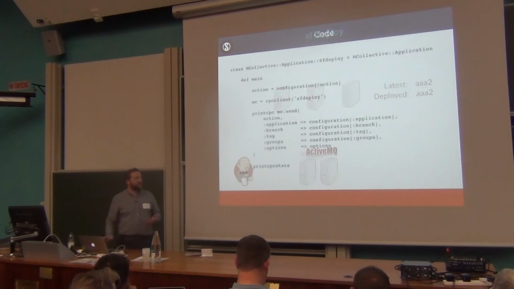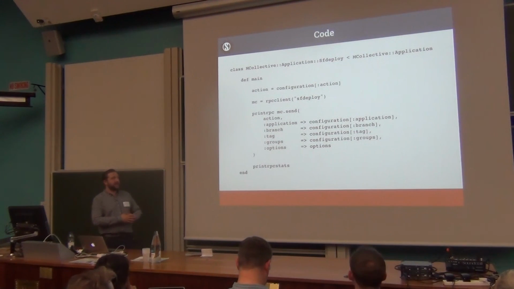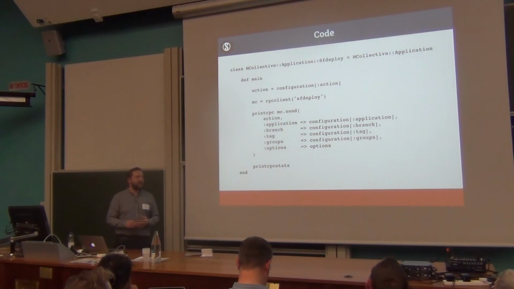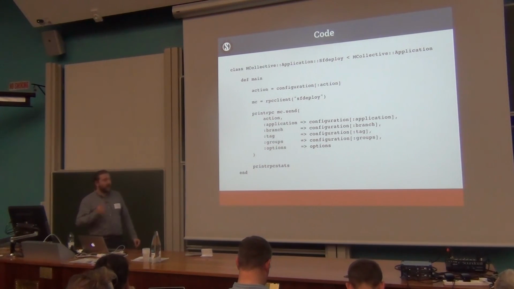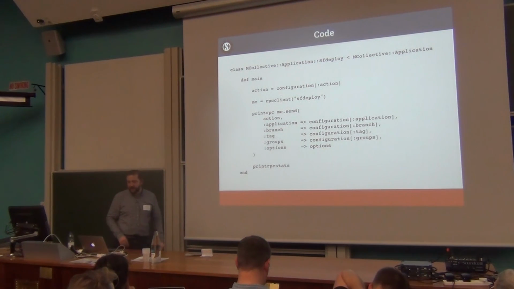And the code for SF Deploy, this is an application end bit of Ruby. So this runs on the client, the bit that Jenkins kicks off, and you see that it's as straightforward as deriving from a superclass, overriding a main method, and using an RPC client to say, do this thing, and all the configuration items there are just command line flags that get passed straight into it.